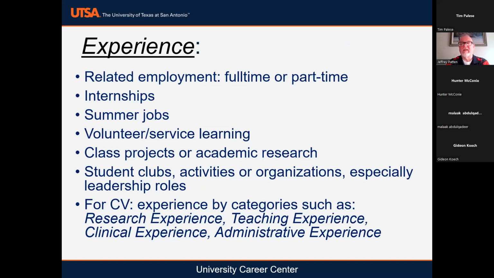Experience, again, relevant to the job. It can come from internships, full or part-time jobs, volunteer or service learning, projects you've done, academic research, work you did, again, projects with clubs or organizations in your field. In a CV, again, you can arrange this by categories.